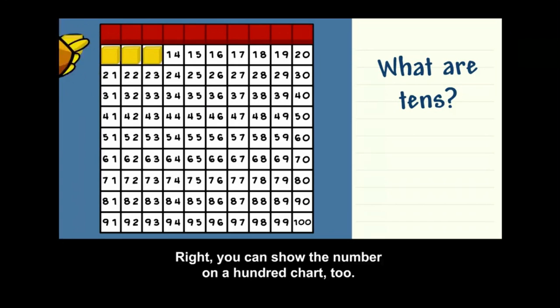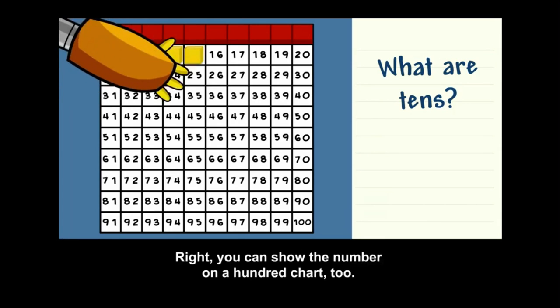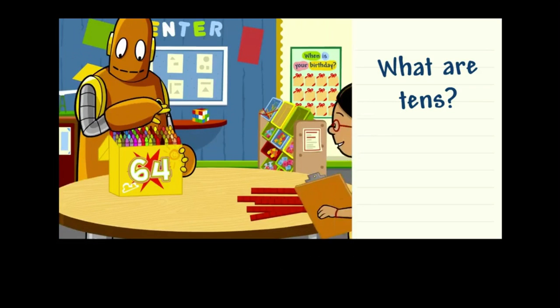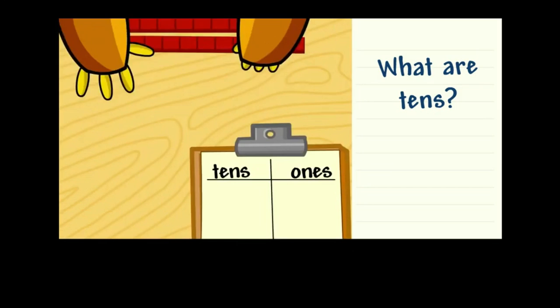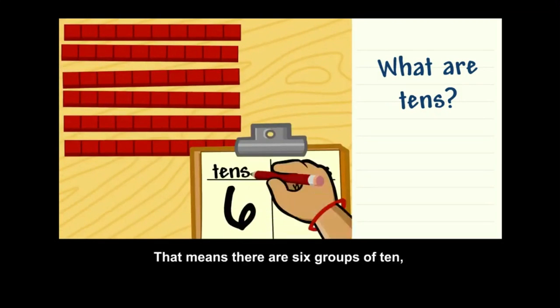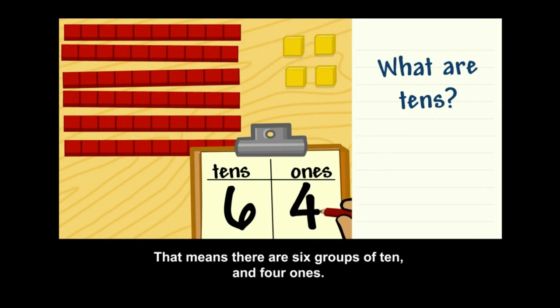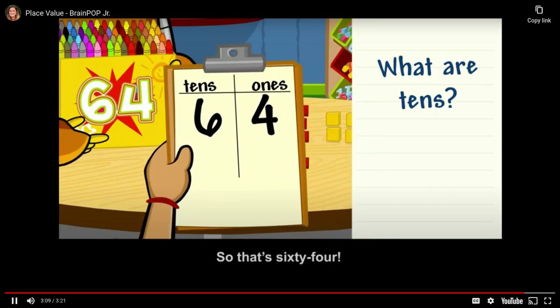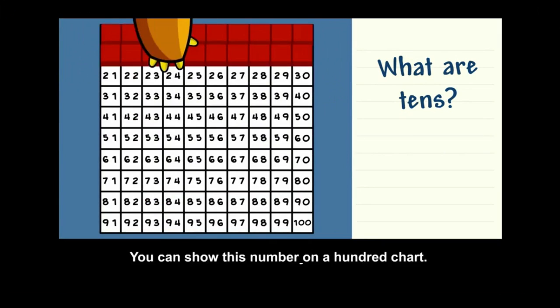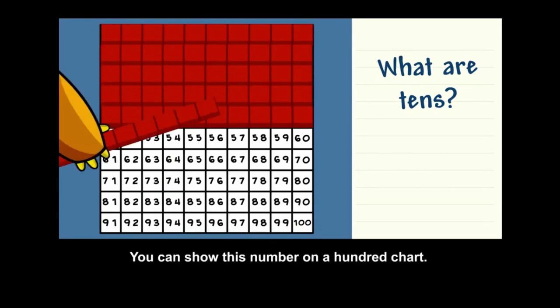Right. You can show the number on a 100 chart too. That box has 64 crayons. That means there are 6 groups of 10 and 4 ones. So that's 64. You can show this number on a 100 chart.